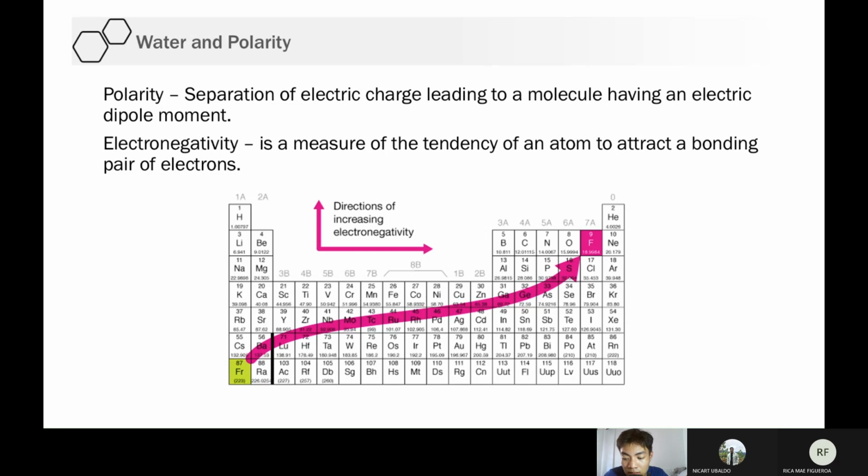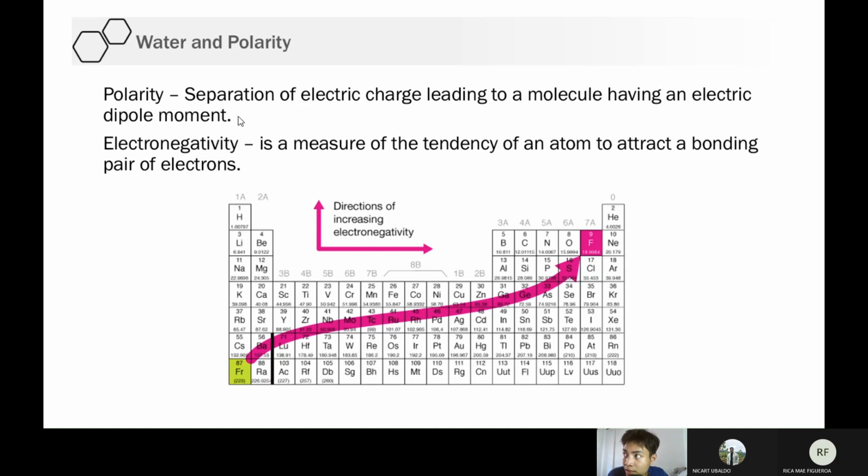Okay, so the tendency of atoms to pull electrons closer to itself increases as you go up sa periodic table, papunta kang pataas and papunta sa right, no? So, dun tumataas yung tendency manghila ng electron yung atom. So, ano uli yung trend? Going up and then going right. Dun tumataas yung tendency manghila ng electron yung atom.